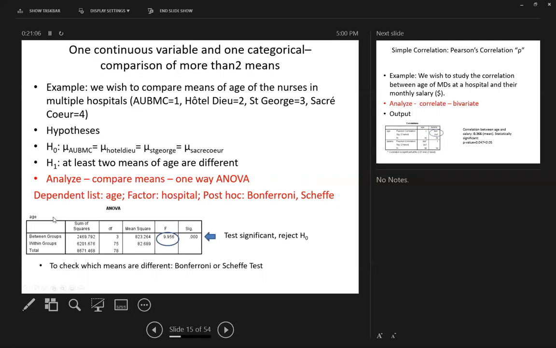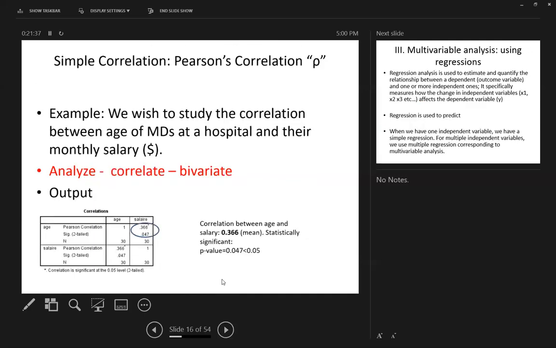So it gives me the ANOVA table. The ANOVA table gives me an F-test, which is statistically significant. I look at the significance, which is the p-value. The test is statistically significant, and therefore I reject H0, which means that at least 2 of the mean ages are different. And to check which means are different, you can do Bonferroni or Scheffé test. So you can do post hoc analysis to know which of the 2 means are statistically significantly different.